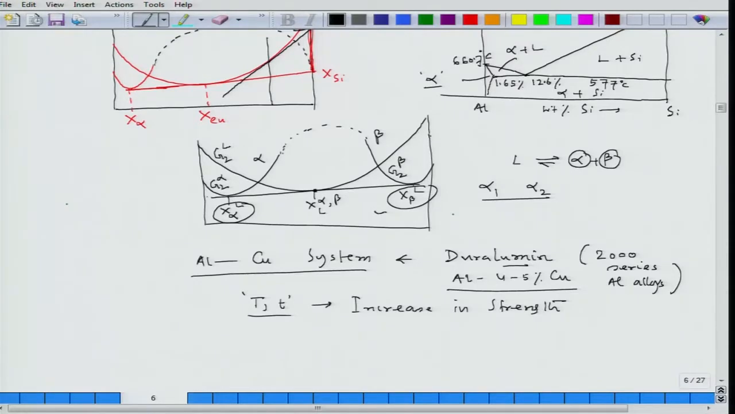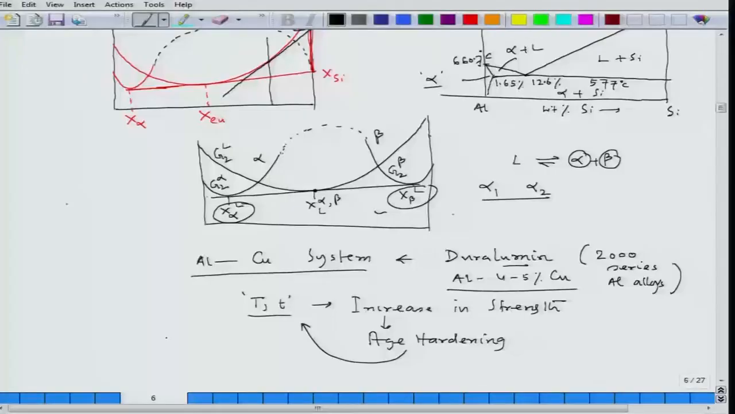So this strength increase is fundamentally related to age hardening, and that is controlled by temperature and time. That means the temperature where you are holding it, and the time, how long you are holding it. So actually this relates to processing, which is decided by the heat treatment condition, because it is nothing but heat treatment.